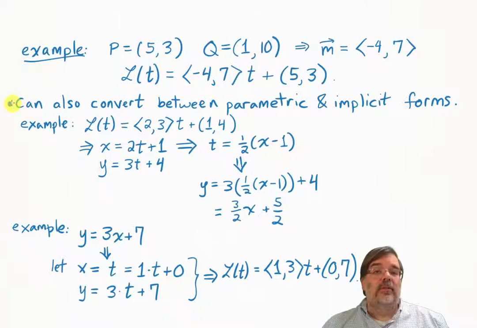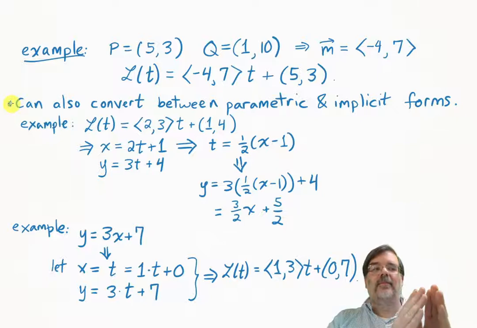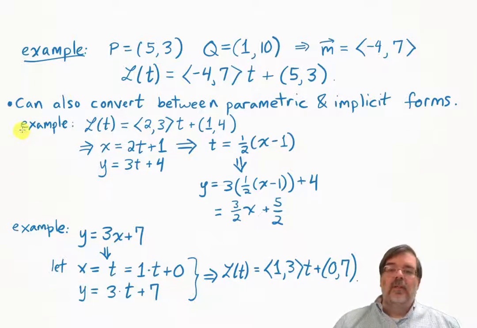Now, if you wish, these two concepts are completely equivalent. It's possible to go back and forth. If you start out with parametric form, you can convert that to implicit form. If you start with implicit form, you can convert that to parametric form. And here's how you would do it. It's just some algebra. Let's say you start off with a parametric form of the equation of a line. So L of t is vector 2, 3 times t plus 1, 4.